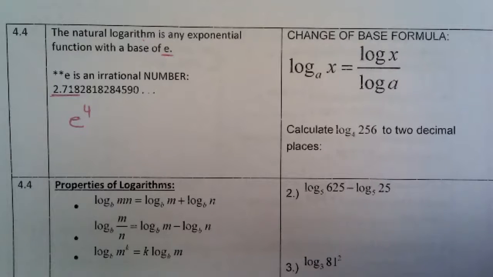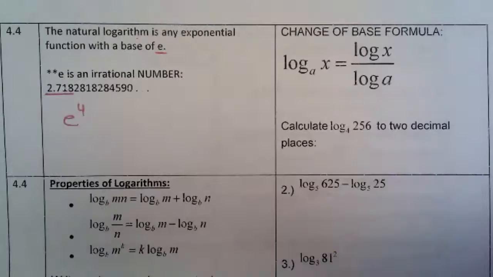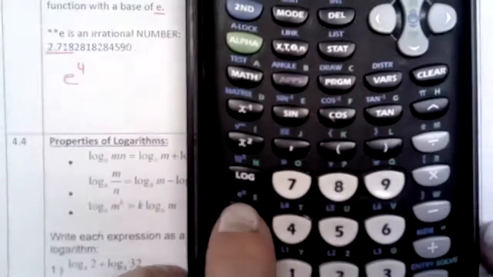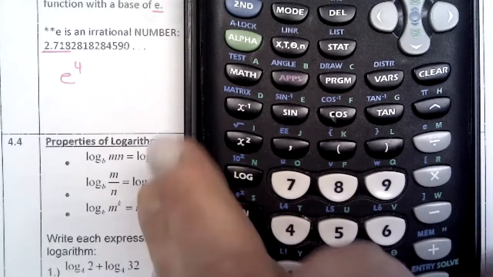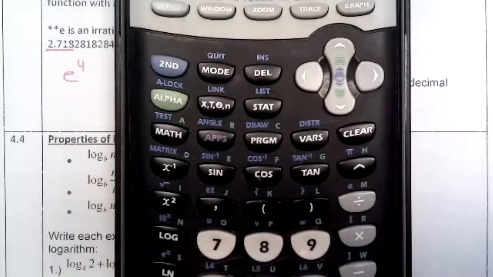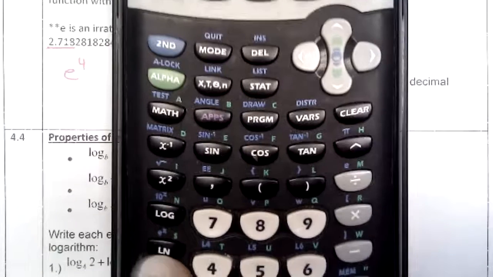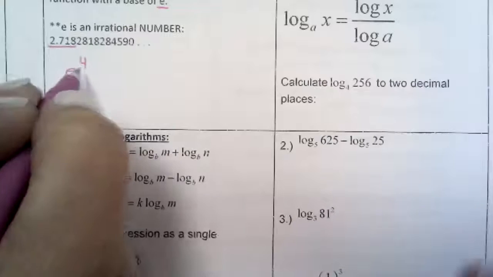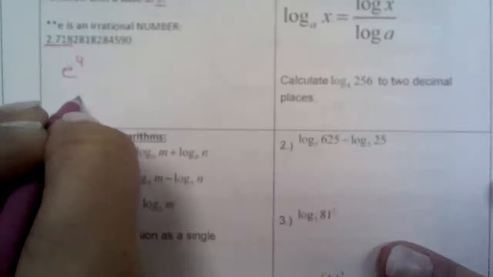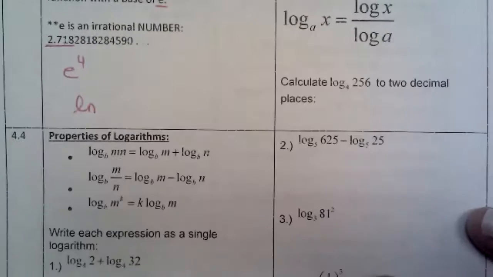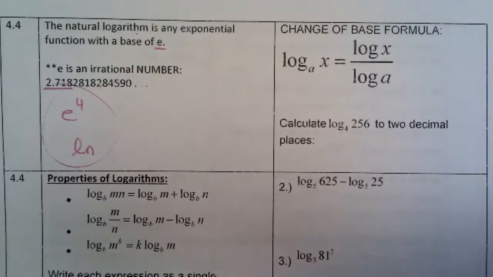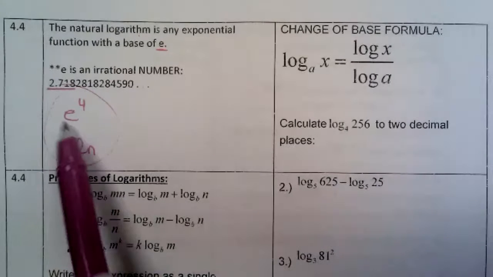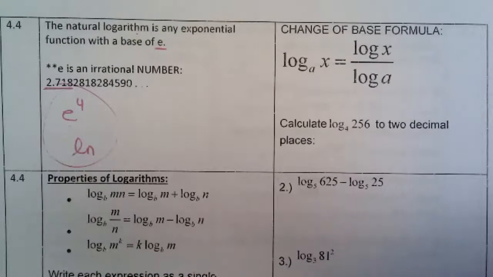It's on your calculator. Right there you see that e to the x button, and then there's your log button too. We're going to use that in a few minutes. And ln here is your natural log. So e and ln are inverses, meaning they undo each other. We're going to get more into that next time I see you at chapter 4.5, but you need to understand that these are called natural logarithms.